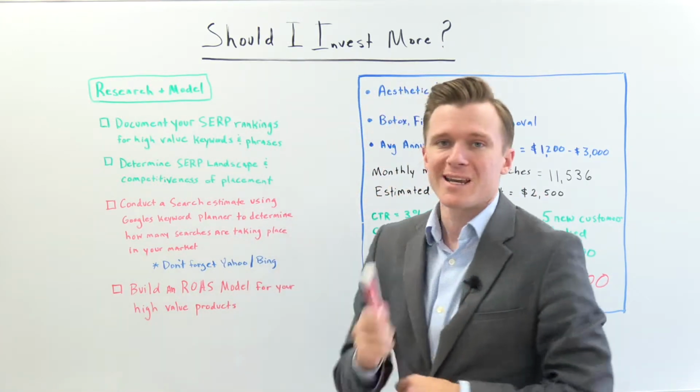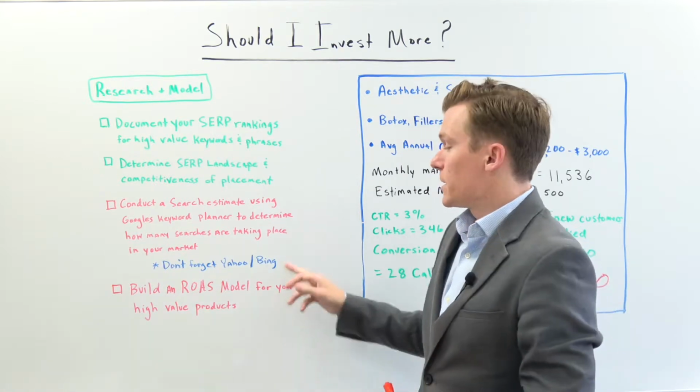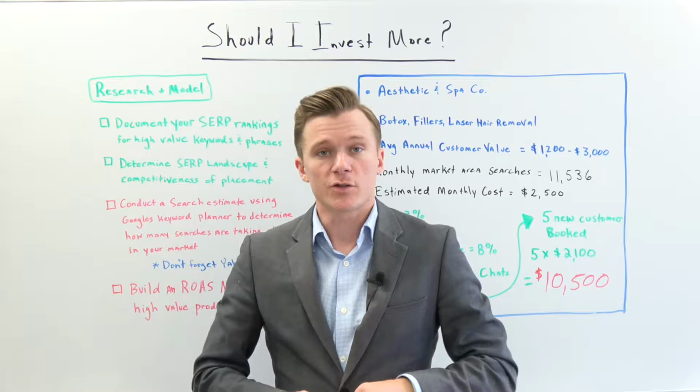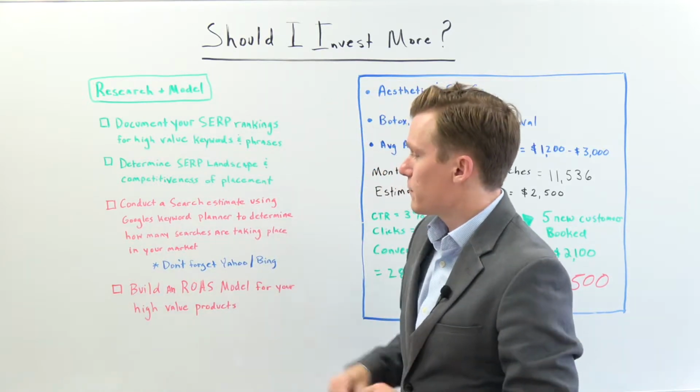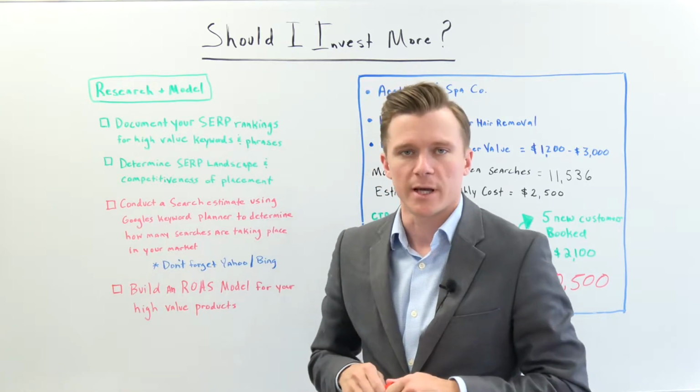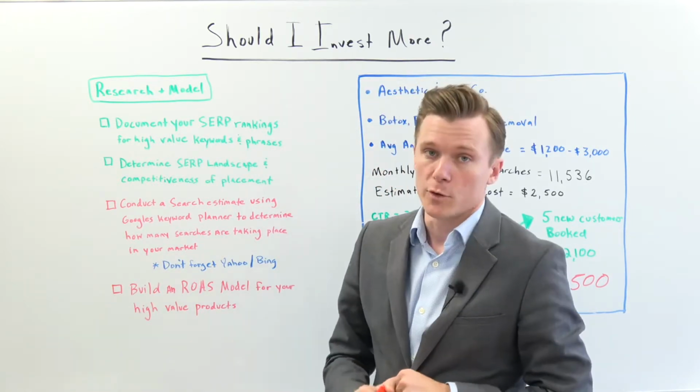You need to factor in Yahoo and Bing as well. Yahoo and Bing account for 20 to 25% of all searches. So whatever you get from the Google Keyword Planner, make sure that you account for an additional 20 to 25% of search volume in Yahoo and Bing.